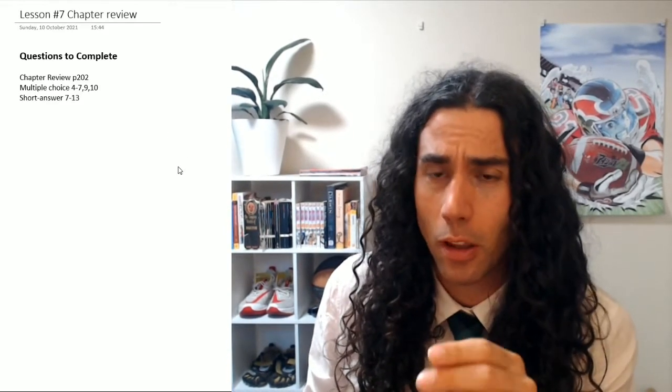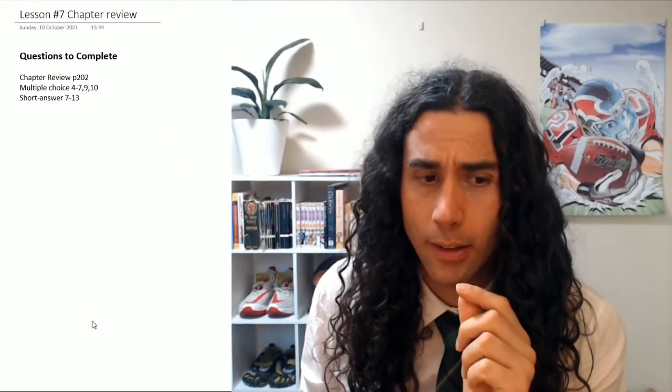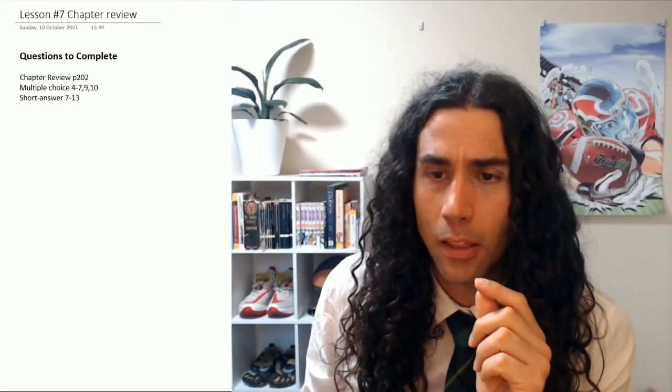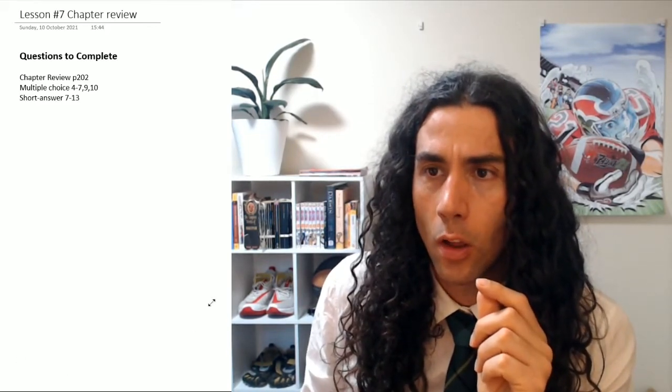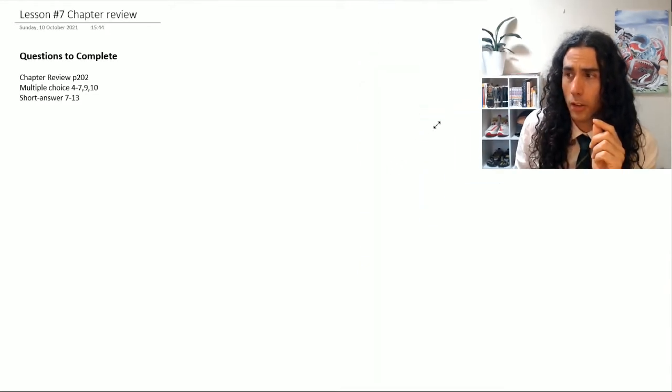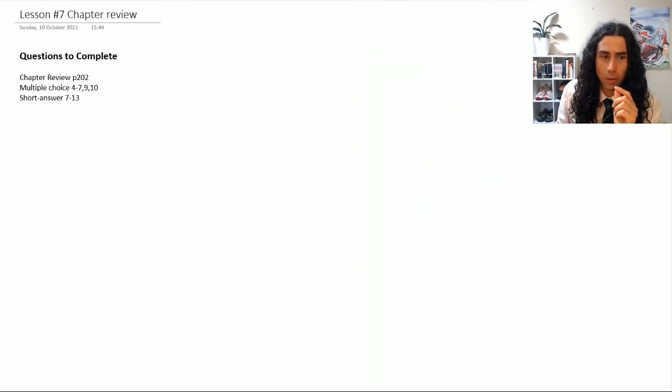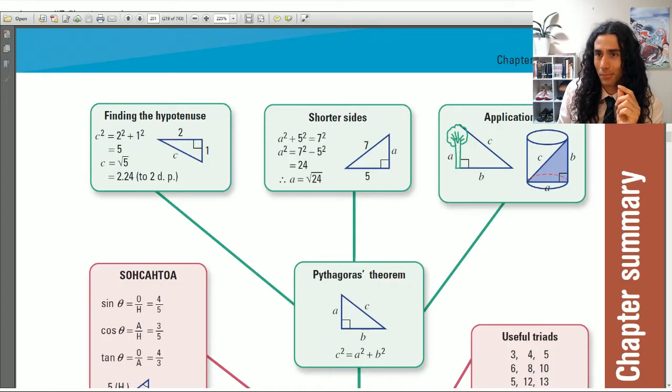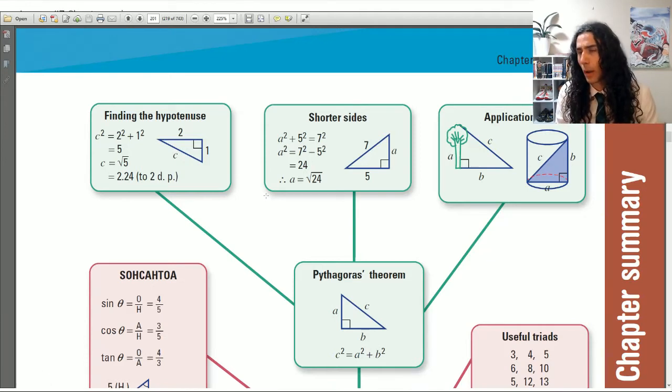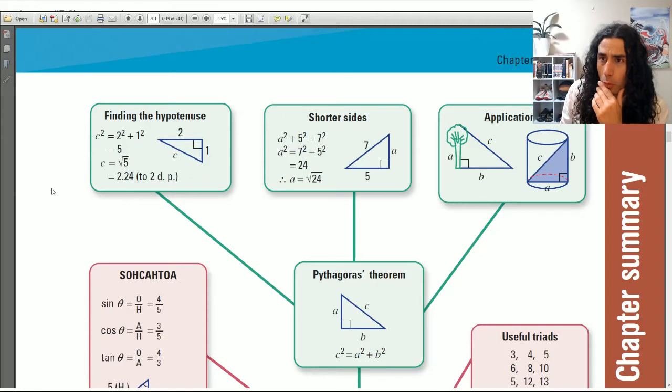But I just want to go through quickly this little thing that I really liked provided in the textbook. It was a summary of our textbook. Here we go. Now, this chapter summary is quite detailed, and that's what's good about it.